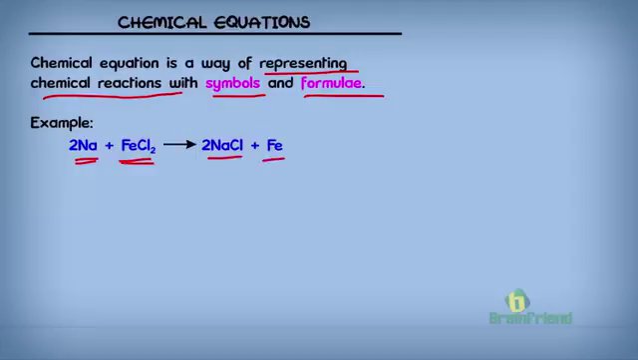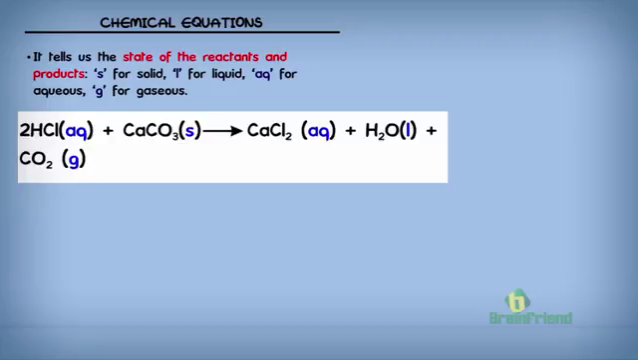From this, anybody can look at it and understand that sodium reacted with iron chloride to form sodium chloride and iron. So this representation is what we call a chemical equation. There is some information that we get when we write a chemical equation.